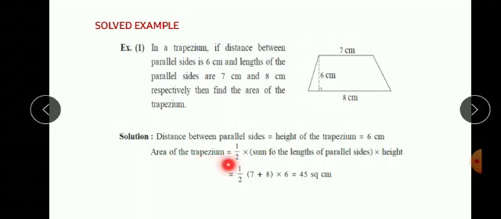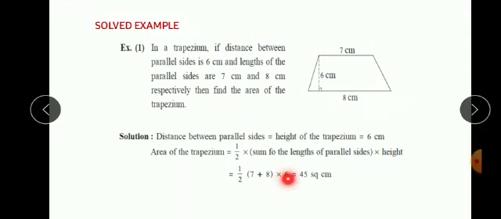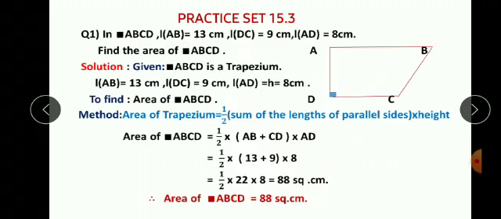Area of trapezium is half into sum of the lengths of parallel sides into height, that is equal to half into (7 plus 8), keep the sum of the lengths in the bracket, into 6, is equal to what? 45 square centimeter, because 7 plus 8 is 15, and 15 divided by 2 into 6. So 2 cancels with 6, 2 threes are 6, 15 threes are 45. In this way we have seen.